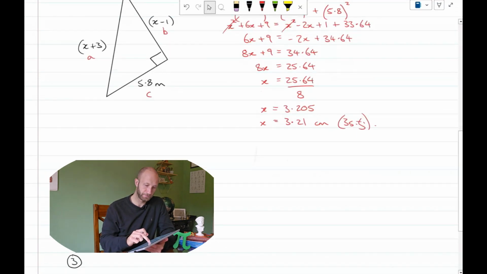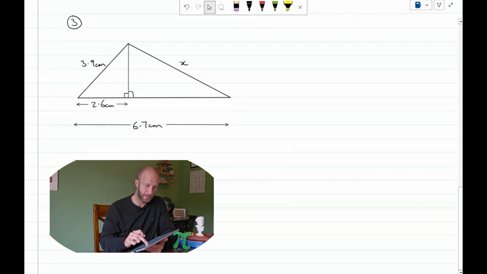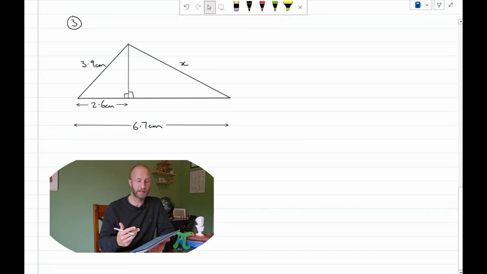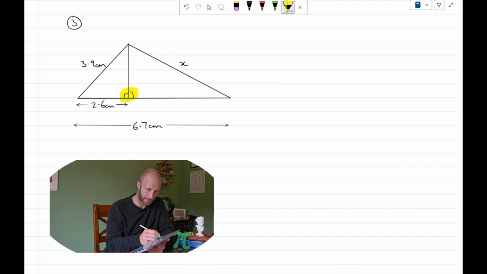One more question. It's a little bit trickier. Number 3. It's kind of a multi-stage problem. But again, it's still finding lengths. It's still right angle triangles. We've got that in the corners. So we can use Pythagoras here.